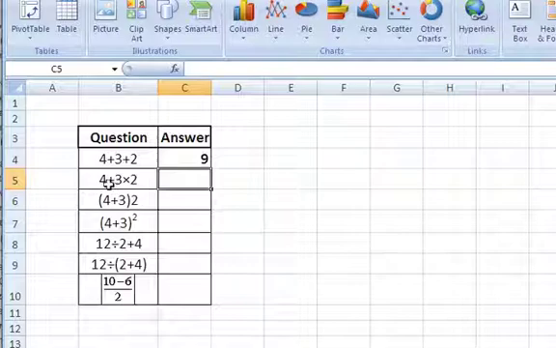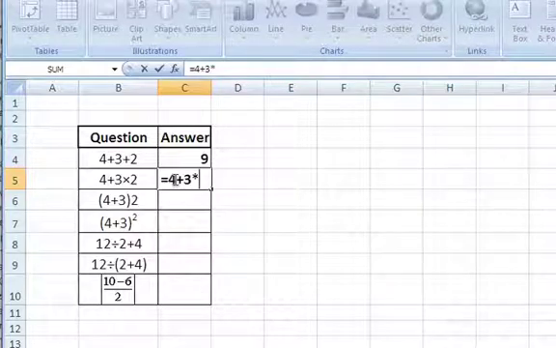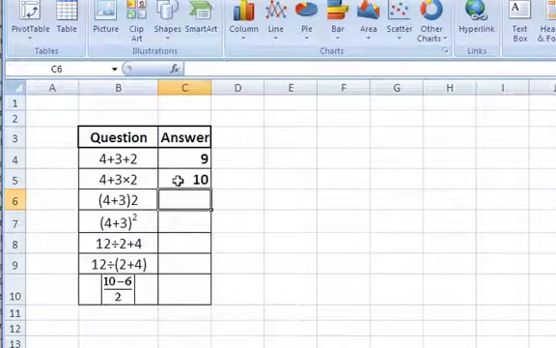Now, the next one, 4 plus 3 times 2. Remember, according to BEDMAS, we have to do the multiplication first. And so this is going to be 4 plus 3 times 2, which is 6. And 4 plus 6 equals 10. So remember, it's the asterisk for multiplication, and you get an answer of 10.